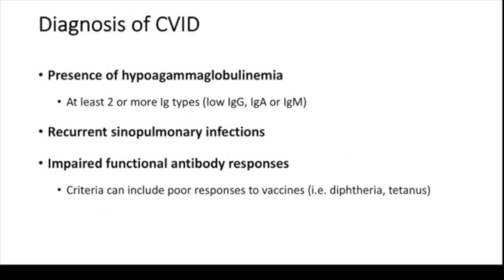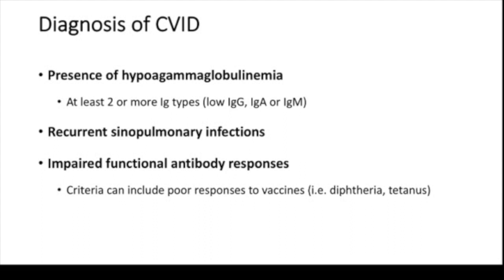Now, in regards to the diagnosis of CVID, there are generally three set criteria that are followed. The first is the presence of hypogammaglobulinemia, which is characterized by the reduced immunoglobulin levels that I mentioned before, again typically identified as low IgG, IgA, or IgM. There is also the presence of recurrent infections, as I mentioned, and the most common type is sinopulmonary infections affecting the lungs and your sinuses.